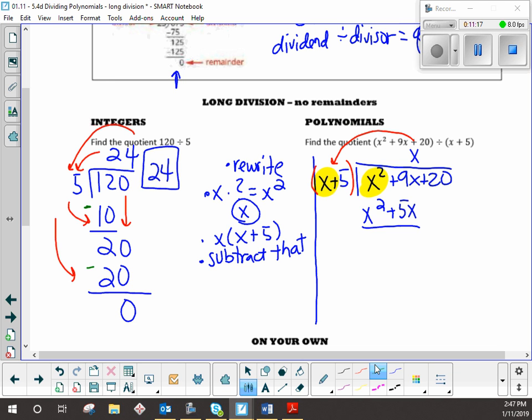But how many things are there to subtract? 2. They both need to be subtracted. Really what we're going to do is just change both of their signs, because that's the same thing as subtraction. So this becomes a negative, and this becomes a negative. So those first 2 terms cancel out, which is exactly what we're trying to do. We're trying to get x squared and x squared to cancel. Those are gone. And now I have 9x minus 5x is 4x.